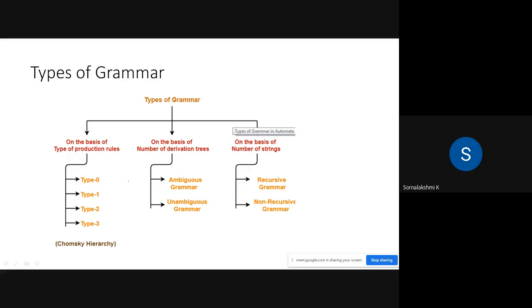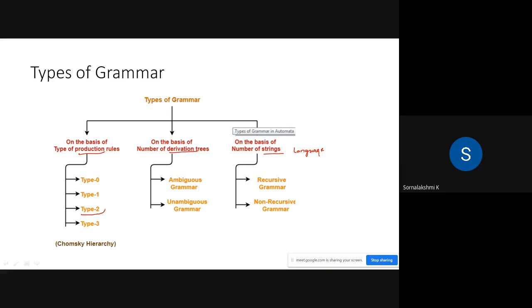Grammar is generally classified based on production rule. This is a taxonomy of grammar. Based on production rule, or based on number of derivation trees, or based on strings, or the language that you generate, you can divide it. This classification is possible. Based on production rule, this is called the Chomsky hierarchy: type 0, type 1, type 2, type 3 grammar.